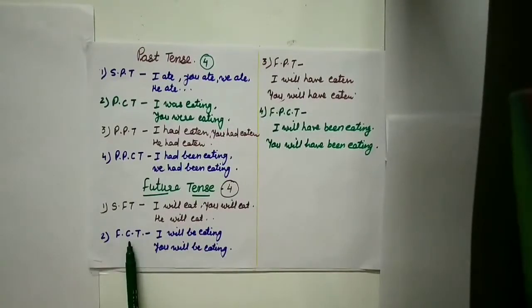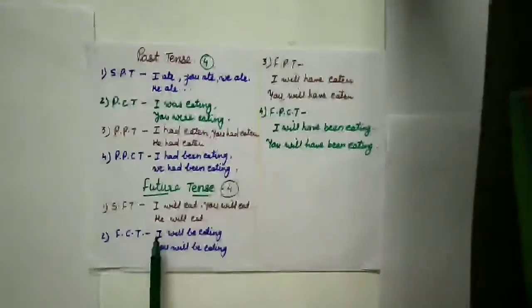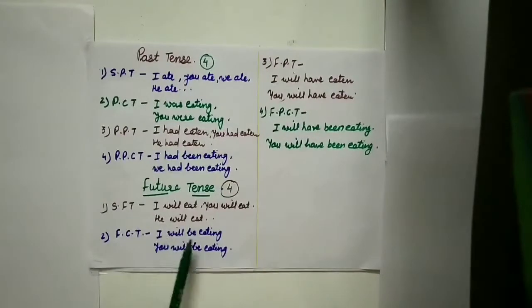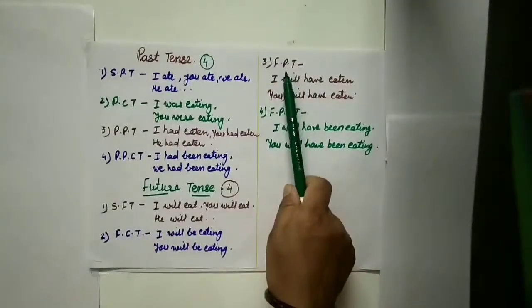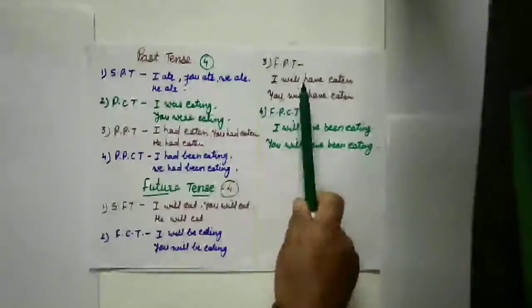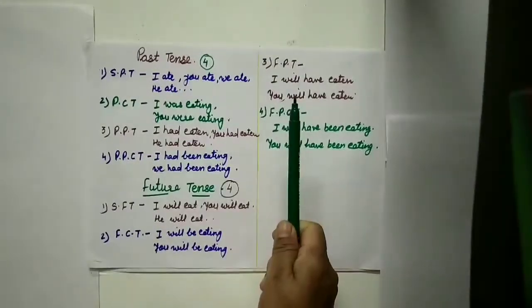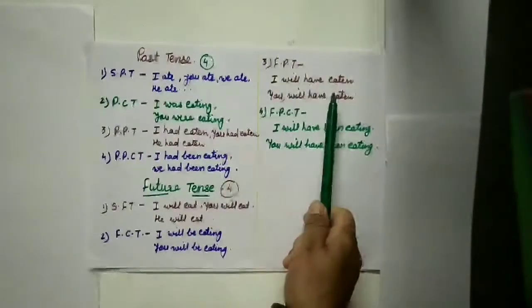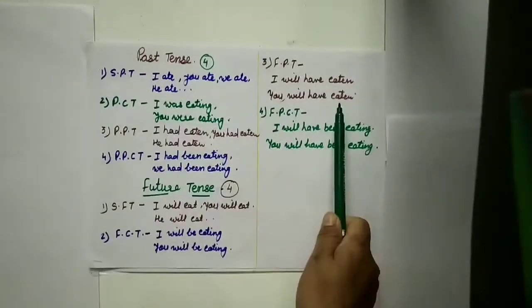Next tense is future continuous tense. This future continuous tense is used to talk about actions which will be in progress at a time in the future. Means actions will be going on. I will be eating, you will be eating. These are the examples. Third is the future perfect tense. It is used to talk about actions that will be completed by a certain future time. I will have eaten, you will have eaten. These are the examples.